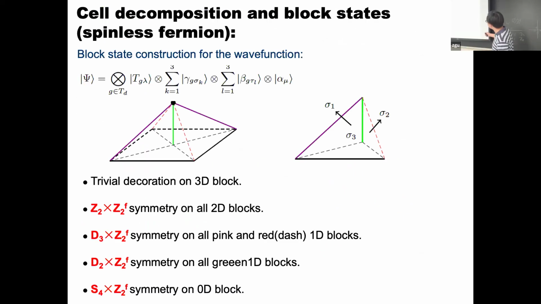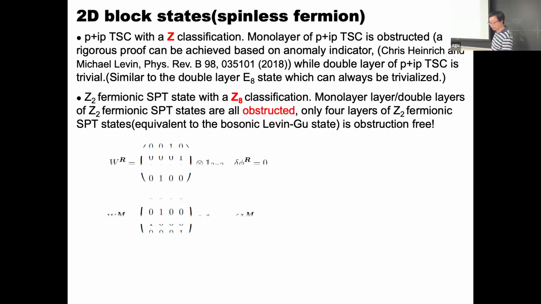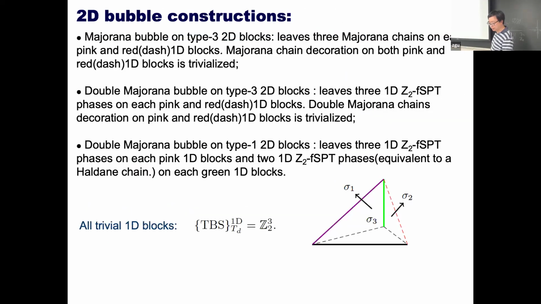This sigma 3 phase. So there are three sigma 3 phases joined together along this pink line, so we end up with one single Majorana chain left. So now the conclusion is that it just trivializes our first construction: if we decorate the Majorana chain on both pink and dashed line, it's trivial. And for the second case, it also tells us that if we decorate this double Majorana chain, the 1D fermion SPT, on both pink and dashed line, it's also trivial.